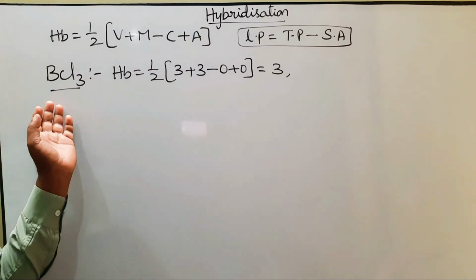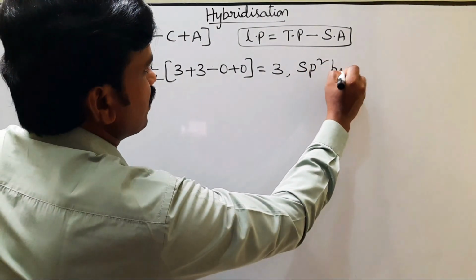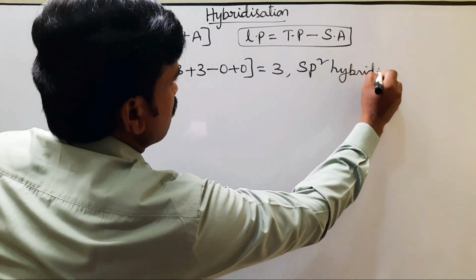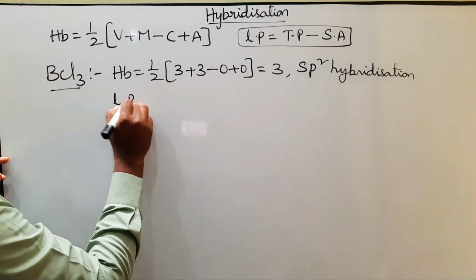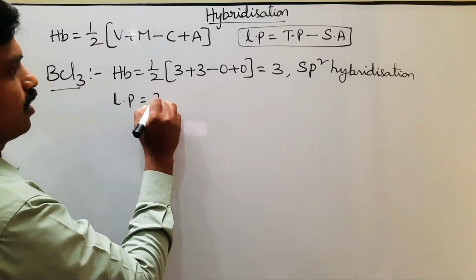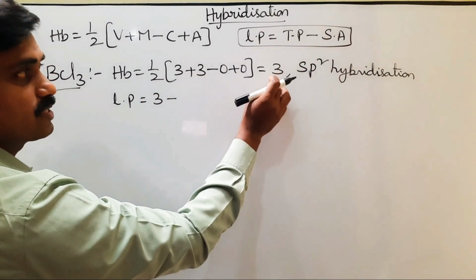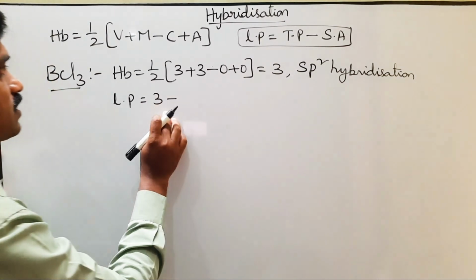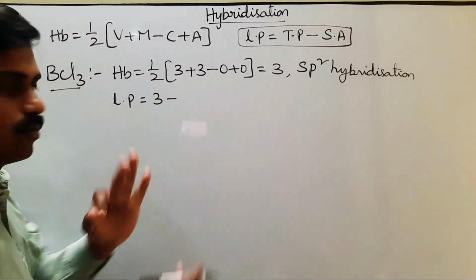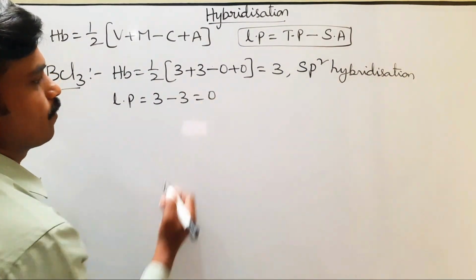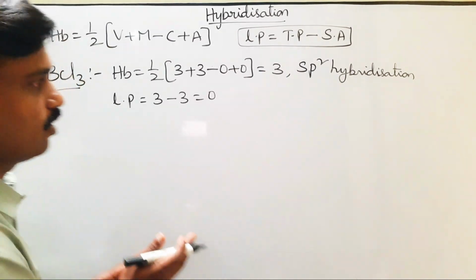So the central atom of the molecule is having 3 pairs. It undergoes sp2 hybridization. Now lone pairs equal to, here obtained how many pairs? 3. Lone pairs equal to total pairs minus surrounding atoms. So total pairs means here 3 pairs obtained. The 3 minus surrounding atoms, with the central atom how many surrounding chlorines are there? 3 chlorines. So 3 minus 3, 0. So this molecule is having no lone pairs. That's why it is also a regular molecule.